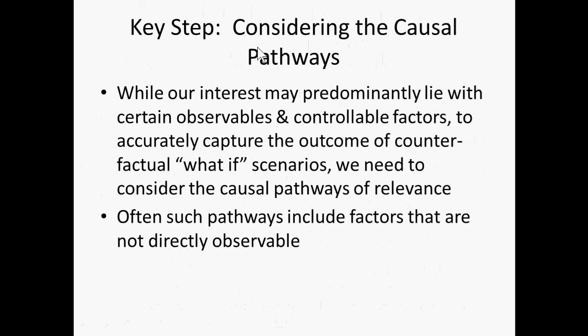A key step in this process is considering explicitly the causal pathways. While our interest may predominantly lie with certain observables, certain things on which we have data, what we're really interested in here is the underlying processes that drive those outcomes we've noted. We may have data, for example, on incident case counts for some infectious disease, or on the number of individuals dying from heart disease over time, or data on the prevalence of obesity within our population, data on the level of air pollution in certain regions of our city, and the number of asthma cases associated with that.